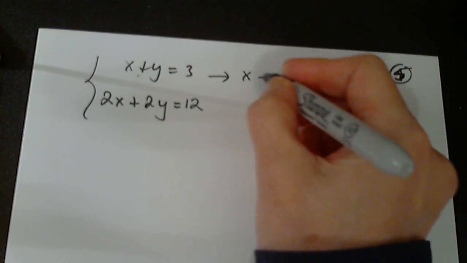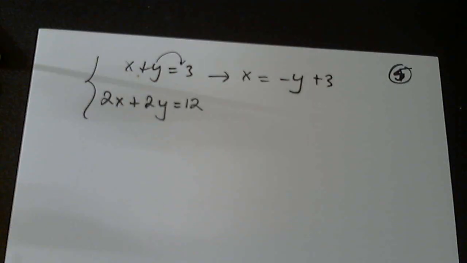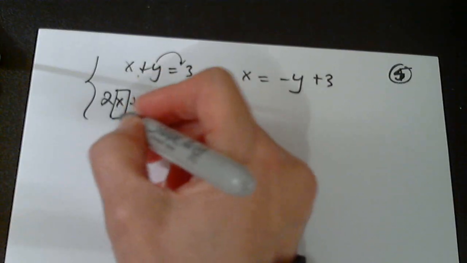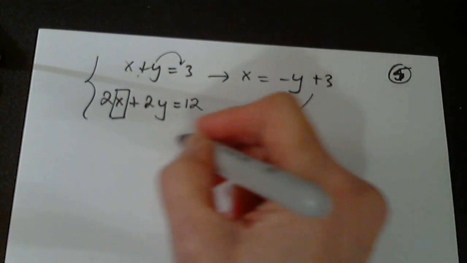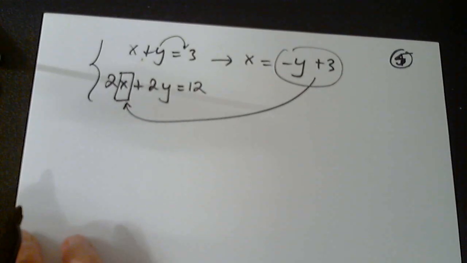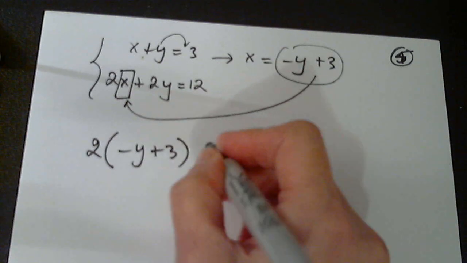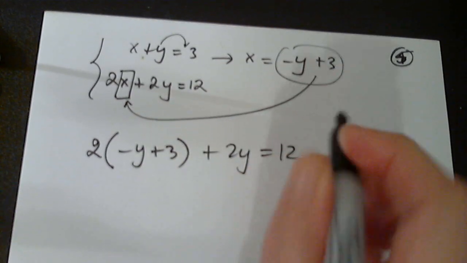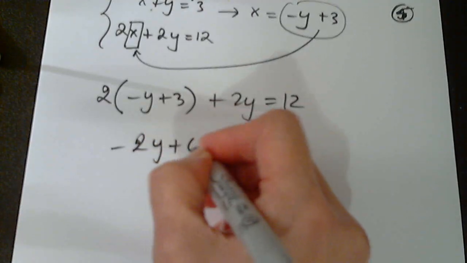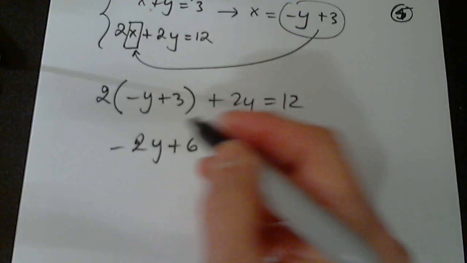X. Okay, so that's negative y plus 3. I have to move y to the other side, negative y plus 3. Therefore, in the second equation, I will replace x by negative y plus 3. So 2, quantity, negative y plus 3 plus 2y equals 12. Distribute, negative 2y plus 6 plus 2y equals 12.